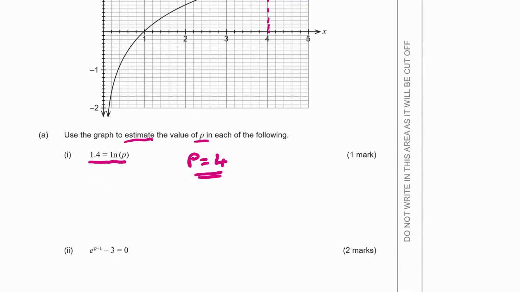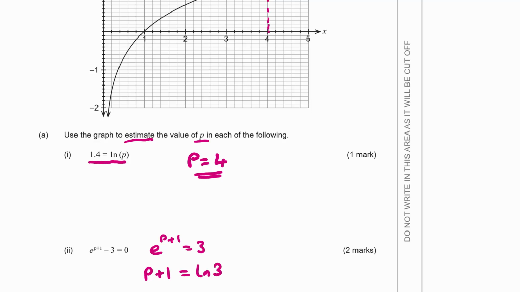e to the p plus 1 take away 3 equals 0. So somehow we've got to get this into a ln p sort of situation, or at least a ln something situation. So if I say from there e to the p plus 1 equals 3, and we take the natural log of both sides, because the natural log and the exponential are inverse functions, this side becomes p plus 1. So we've got ln 3.